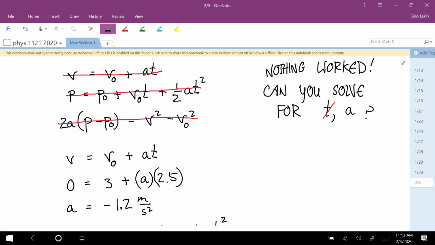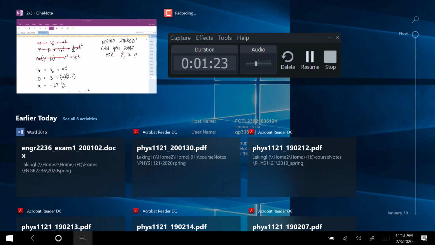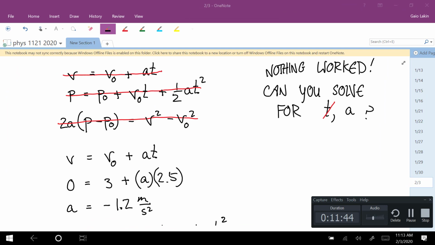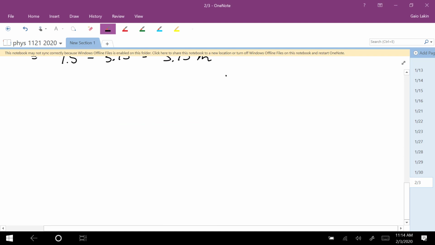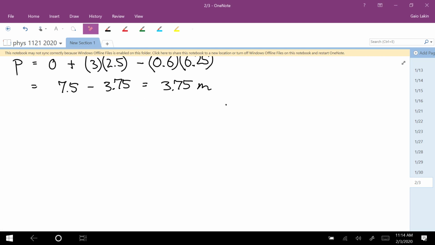Any other homework problems you want to see? Seven B. Okay. Come on. Okay. Yeah. All right. So now we're on to vectors.